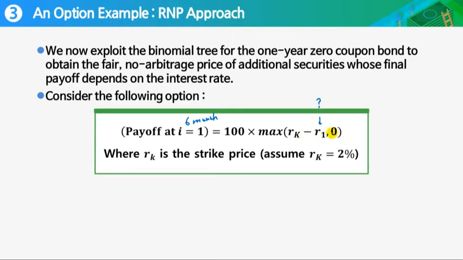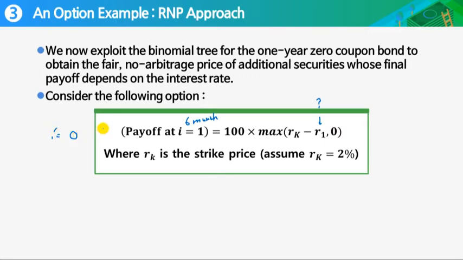So it's similar to a put option. Here RK is called the strike price, and let's assume RK is 2%. Suppose there is a contract like this, and we don't know what the price of this contract is today. But because now we have a model, we can calculate the price of this contract at i equals 0.